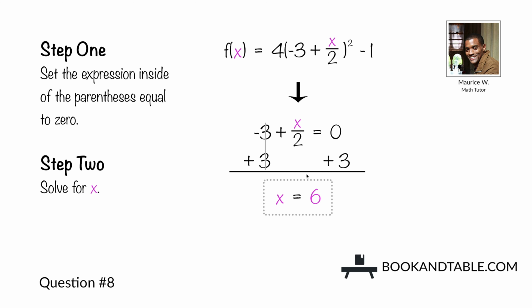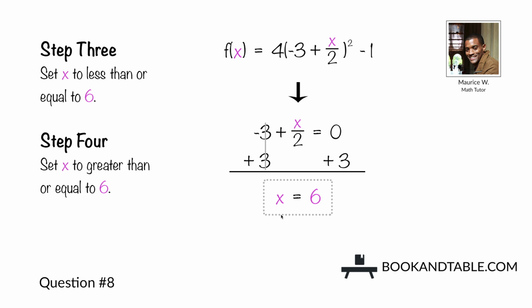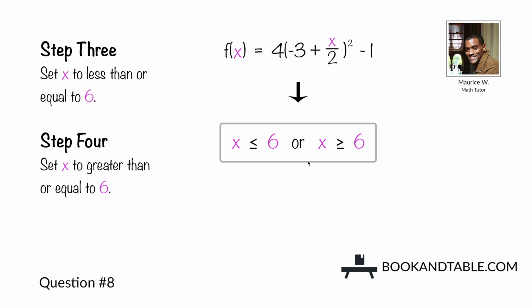And since we find that x is equal to 6, we then know that we can restrict this domain by setting x to less than or equal to 6, or x is greater than or equal to 6. So the answer to question number 8 is f of x can be restricted for x is less than or equal to 6, or x is greater than or equal to 6.